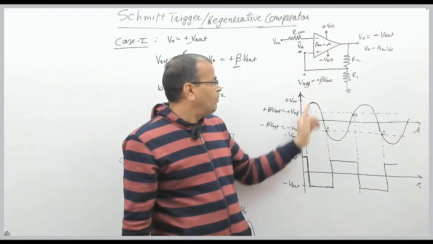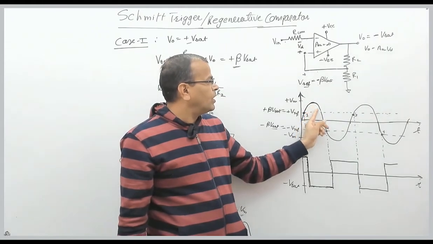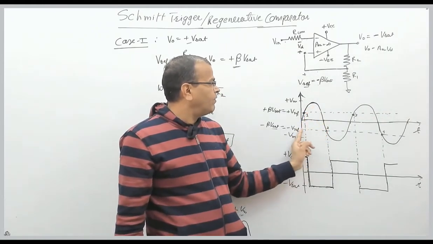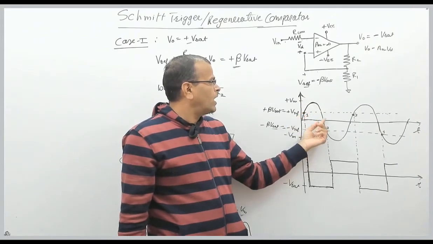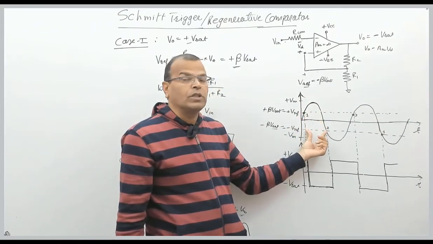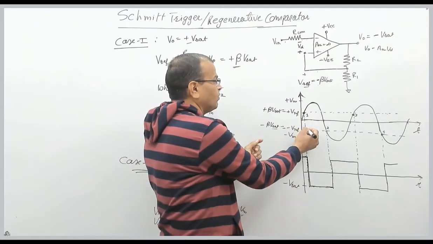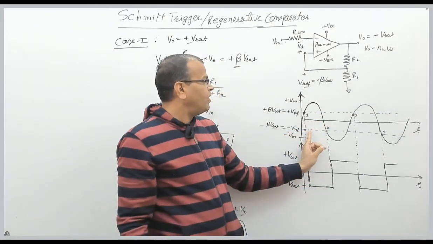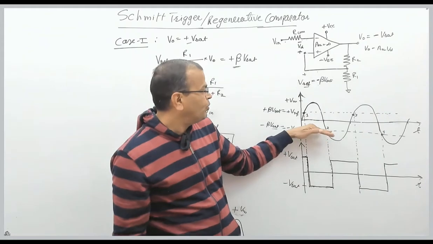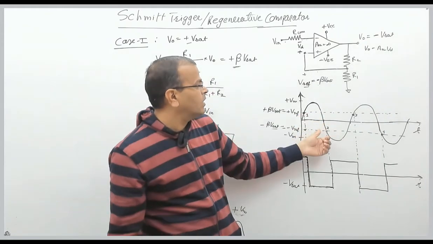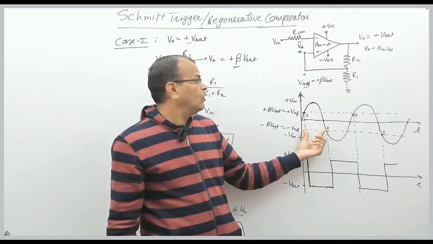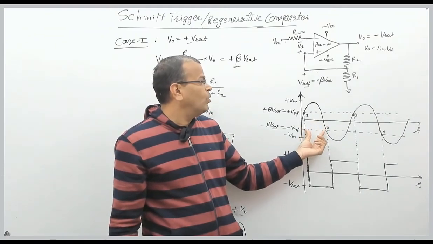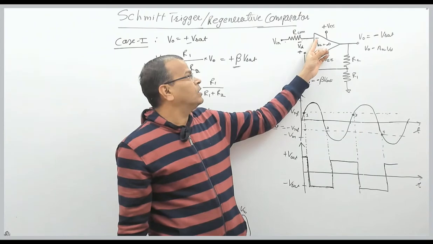So from this instant onward, input voltage is more than the negative reference, means this part of the input. Input voltage is more than this up to this instant, because from this point onward, my reference is negative. So input voltage above this reference is considered to be more. So the voltage at the inverting terminal is more.